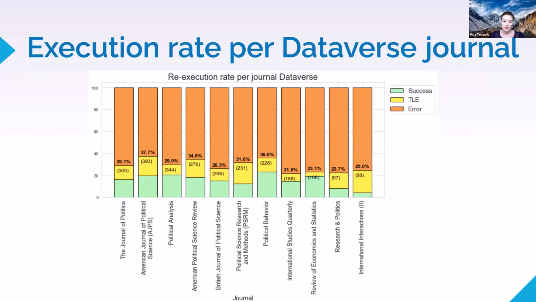Also, what we can see in the same conditions of the analysis, so not the full hour per file, but the full hour per whole replication package, is that journals that have curation services, like the American Journal of Political Science that I showed in the beginning, actually have higher re-execution rates than some of the other journals that don't have these services. So I thought that was also interesting to show.